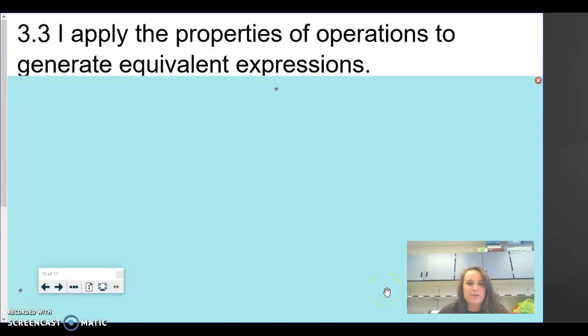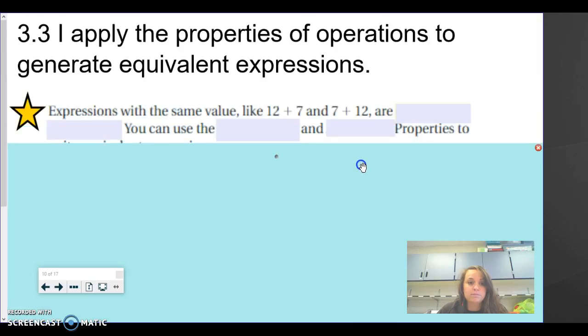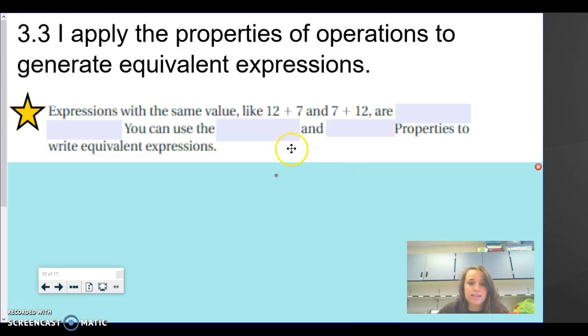Good morning. So today we're going to be talking about applying the properties of operations to generate equivalent expressions. So first we need to figure out what those properties are. Expressions with the same value, like 12 plus 7 and 7 plus 12, are equivalent expressions, because if we add 12 plus 7, we're going to get 19, and if we add 7 plus 12, we're also going to get 19.